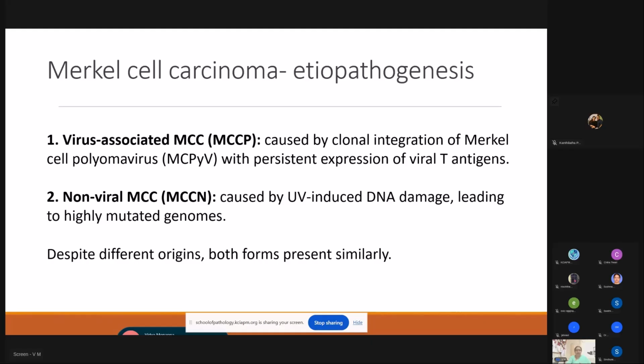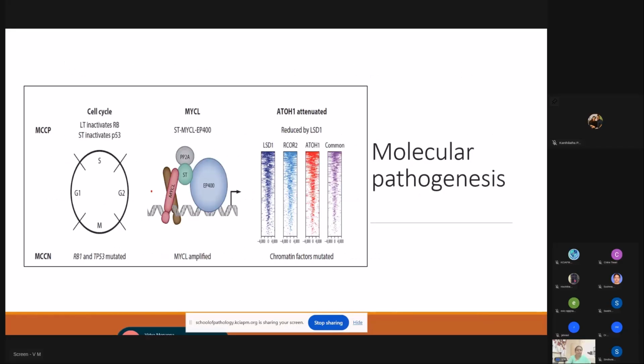Now, despite two different pathways, they ultimately culminate onto the same pathway, okay, and that is why, despite different origins, both forms present similarly. Both of them present as a similar Merkel cell carcinoma. Now, molecular pathogenesis, very important here. There are two distinct pathways. One is the MCCP, which is associated with Merkel cell polyomavirus infection, and the other one is associated with exposure to ultraviolet radiation. Now, look at this.